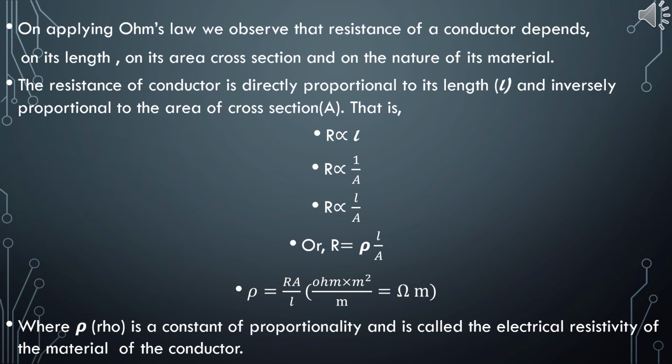From that equation, rho is equal to RA by L, and when you substitute the units for resistance, area and length, you will get the SI unit for rho as ohm meter, where rho is a constant of proportionality and is known as the electrical resistivity of the material of the conductor.